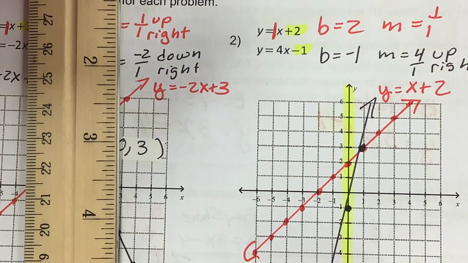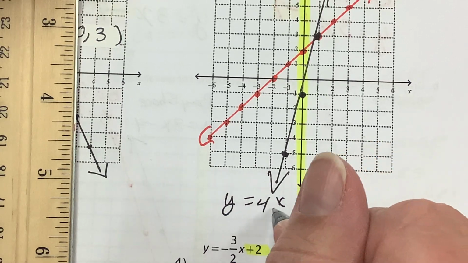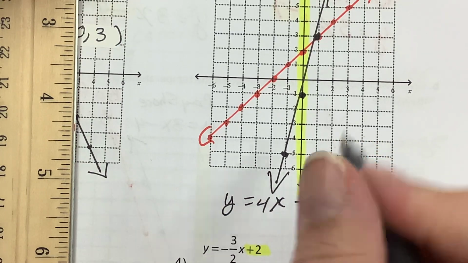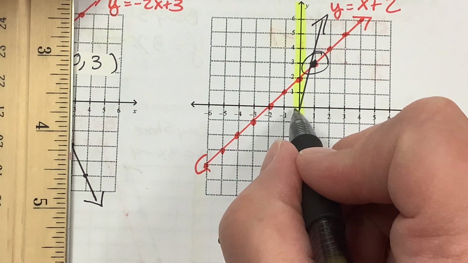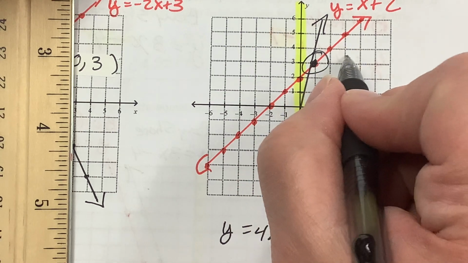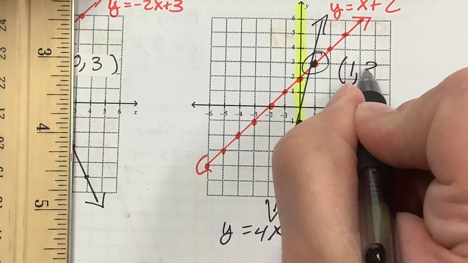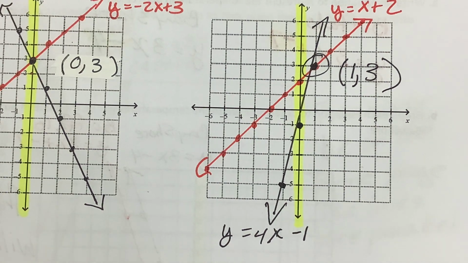I'm going to write it down here. Y equals 4x minus 1. And they are crossing right there at positive 1, positive 3. Remember, right first, then up. Positive 1, positive 3.